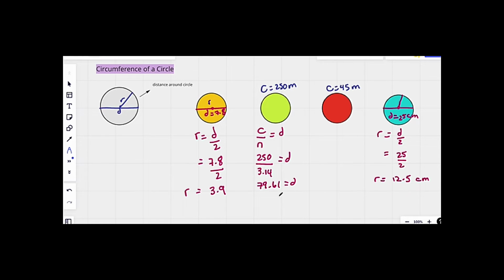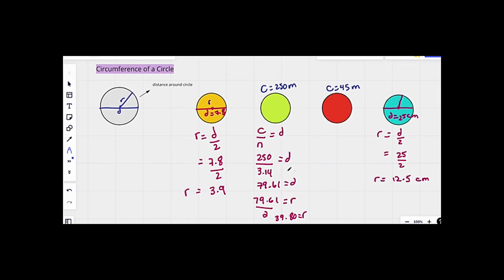Are we done? Well, we're not done because we need to calculate our radius. That's what the question was, to calculate the radius. And so how do we know what the radius is? Well, the radius will be half of the diameter. So we're going to grab now our 79.61 and we're going to divide that by 2, which is going to give us our radius. And what is it? It's 39.80. That is our radius.